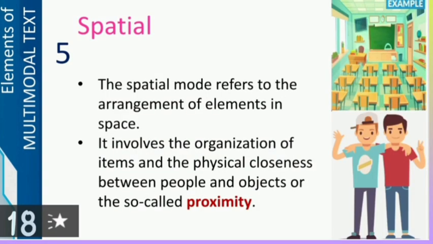Fifth, spatial. The spatial mode refers to the arrangement of elements in space. It involves the organization of items, the physical closeness between people and objects, or what we call proximity. As you can see in the examples there, we have a physical structure of a classroom where the chairs have social distancing, and the board is at the center of the room, not on the sideways, because everything will be put on the board and the teacher in front is the center of the class.